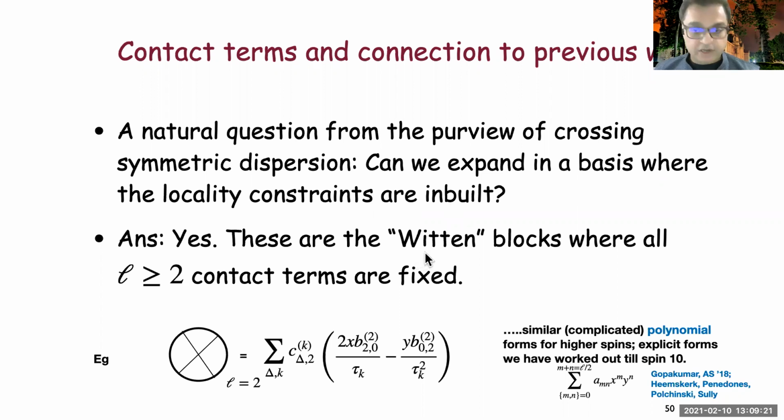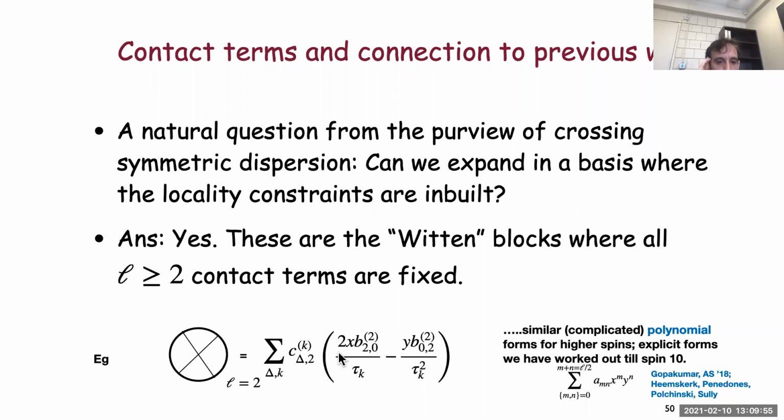So I showed you what happens on the quantum field theory side, what I call Feynman blocks. And in fact, the Witten blocks are such that all these L greater than or equal to 2 contact terms are fixed. We explicitly worked out up to spin 10 contact terms; L equal to 2 and L equal to 4 contact terms are explicitly worked out in our paper. We have the algorithm to generate any order contact terms. We are looking for a closed form expression for these contact terms. We have not managed to find it so far.